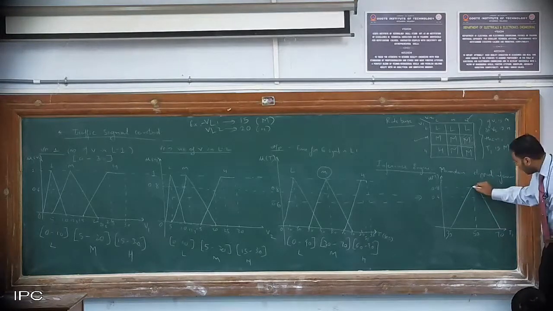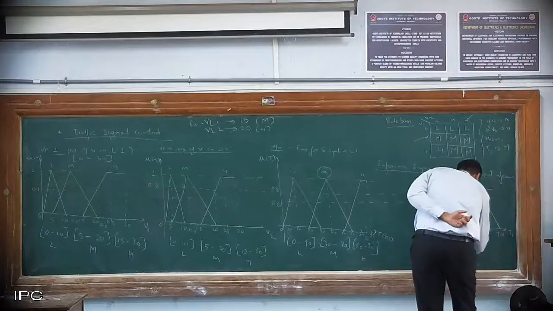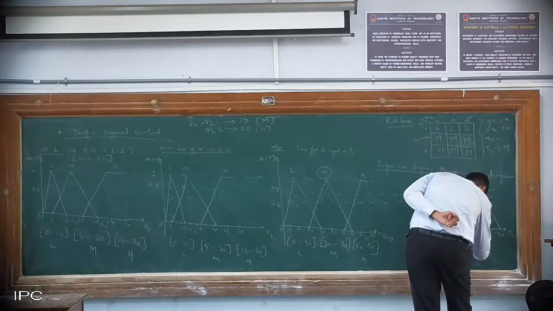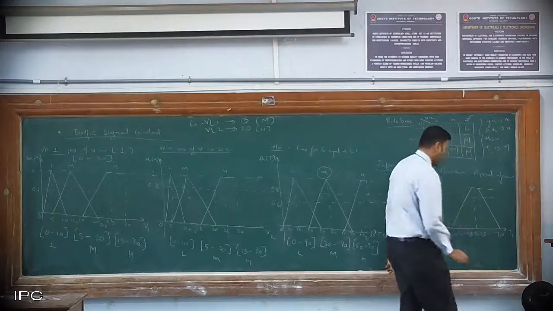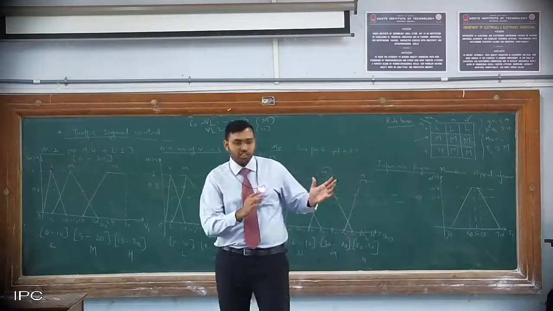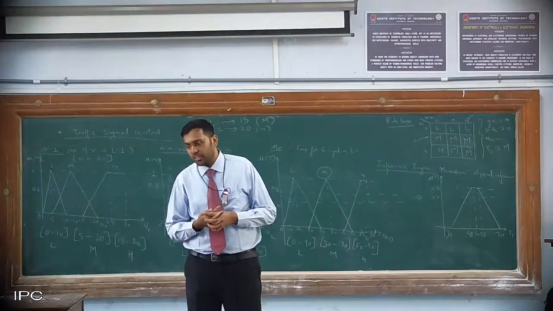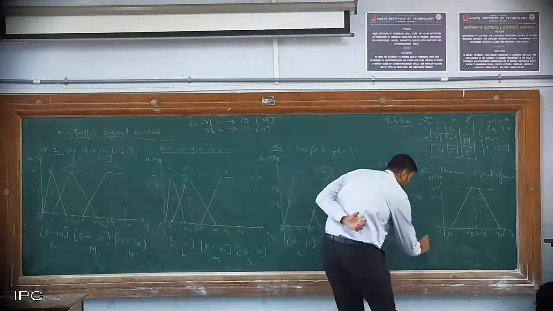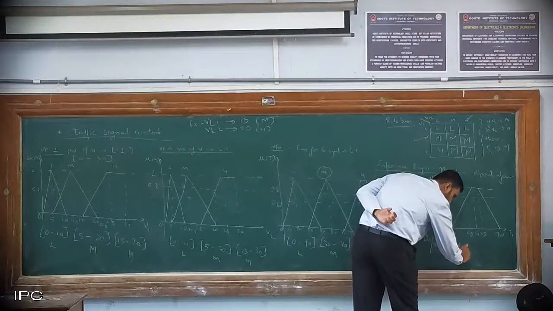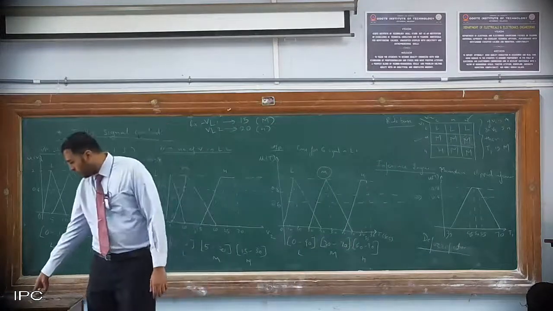Got it? So what you can do is mark 30, 45, 50, 55. Okay, everybody please listen. This is the final result you have got after the inference engine. Now what is the next step? You have to apply the defuzzification technique. So apply whatever applicable methods there are and tell me the result of defuzzification.